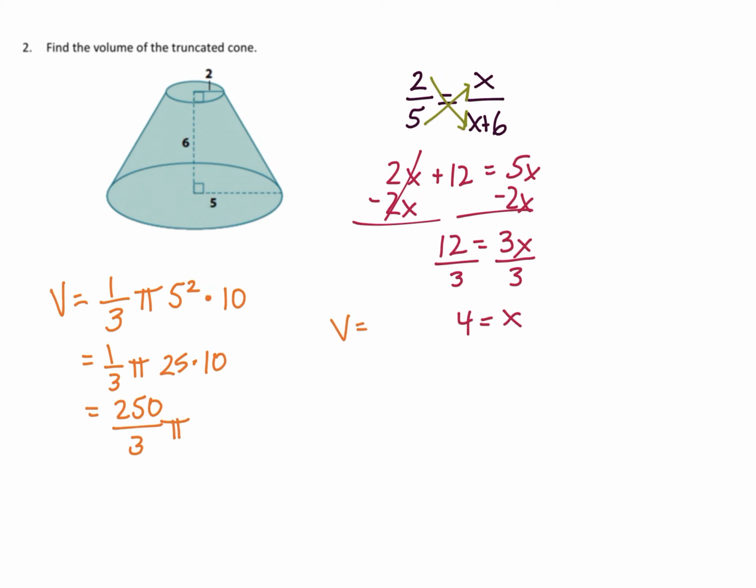But the other piece is 1/3 pi r squared with a radius of 2 and a height of 4. So that is 1/3 pi with 4 times 4, which is 16 over 3 pi. The truncated cone is missing that top part, so we are going to subtract the top part from the whole.